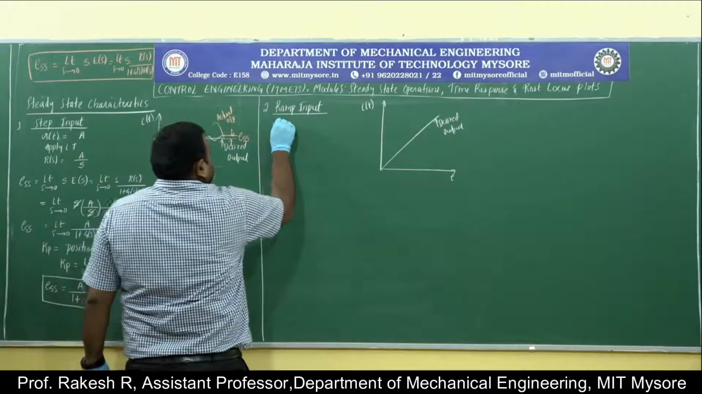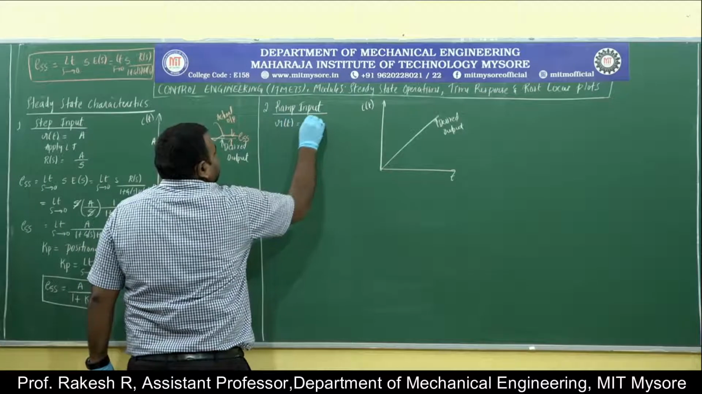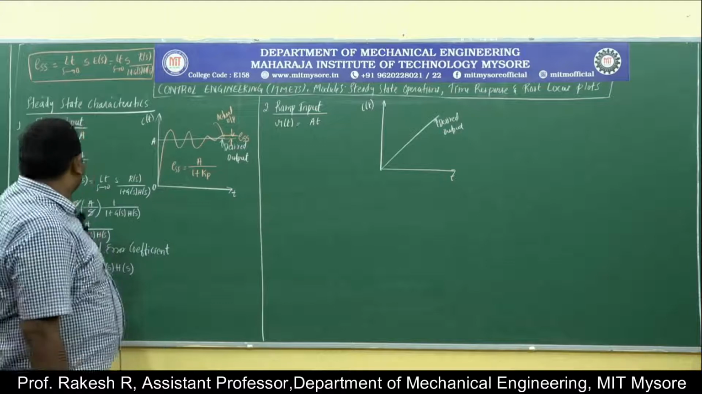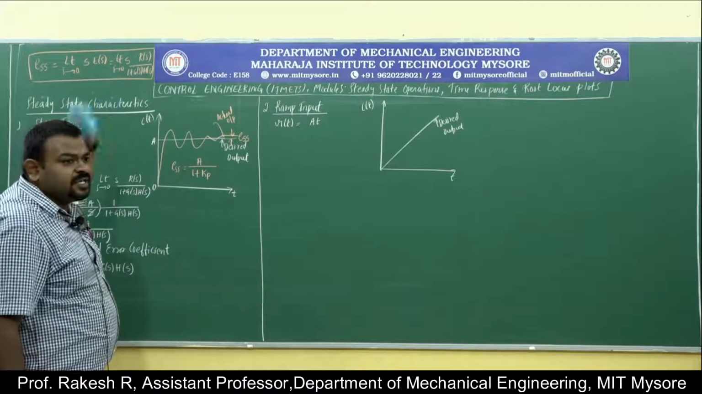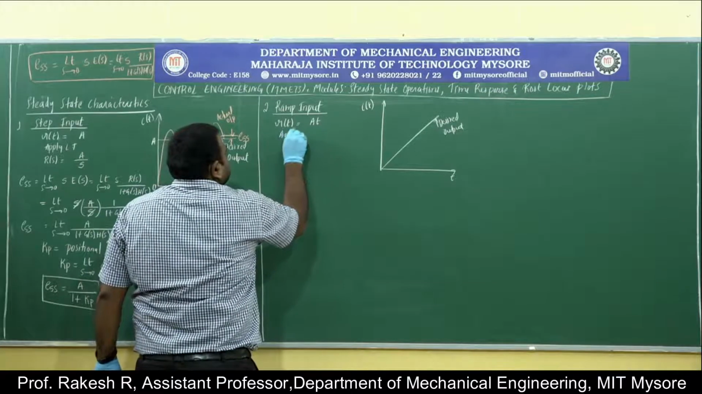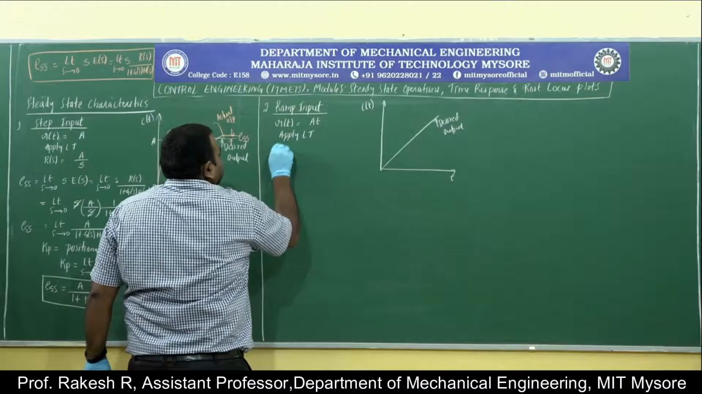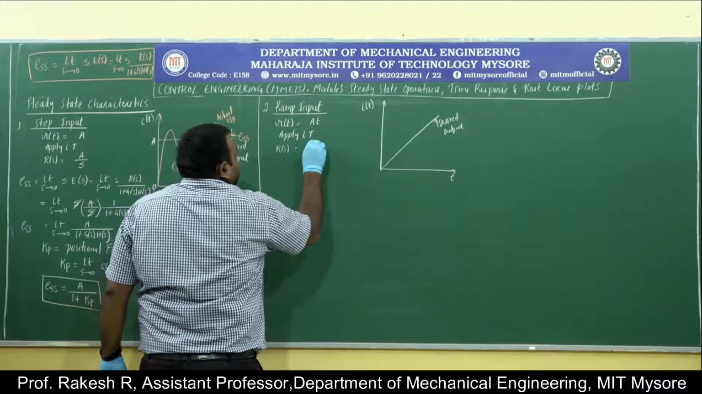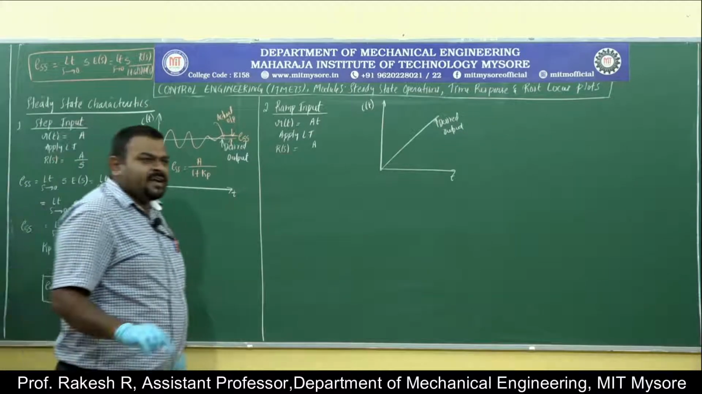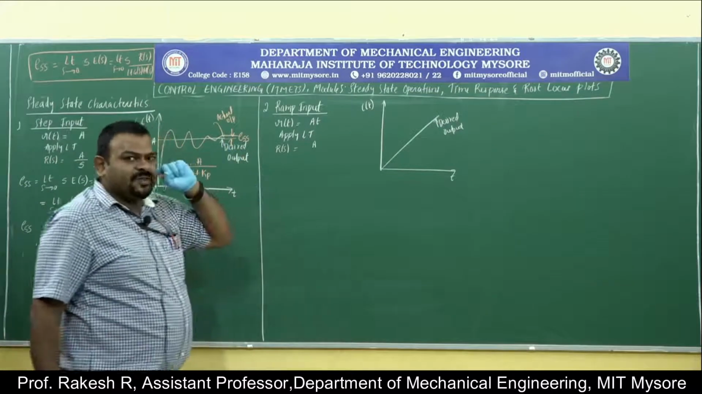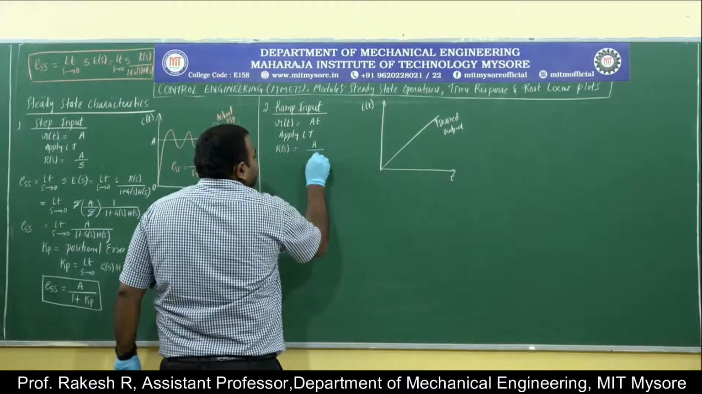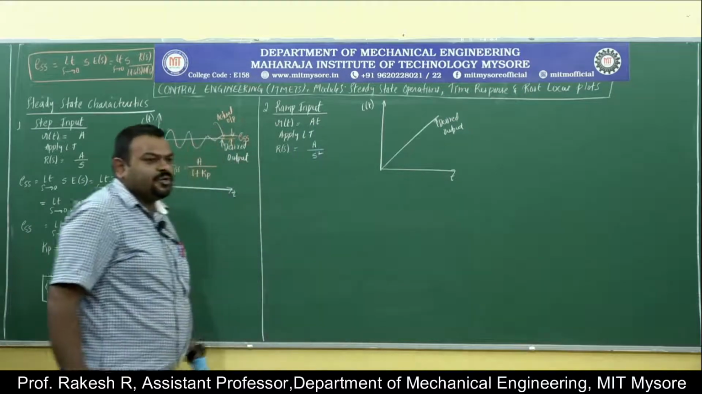Let us recall what is R of T for ramp input. It is A into T whenever T is greater than or equal to 0. Here we will always consider T to be greater than 0 only. What is R of S? Apply Laplace transformation. R of S will be equal to A into the Laplace transformation of T, which is n factorial divided by s to the power of n plus 1. Here n is equal to 1. So 1 factorial divided by s to the power of 1 plus 1, that is 2.